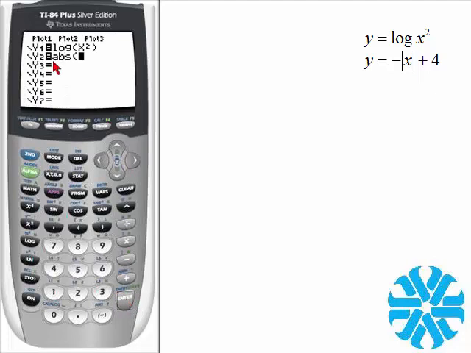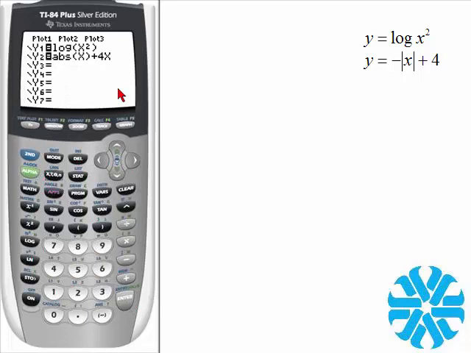And there's the absolute value, and let's just put in x, okay, and then we'll close it and put plus 4x. Now remember, what I really wanted is the opposite of the absolute value of x plus 4.